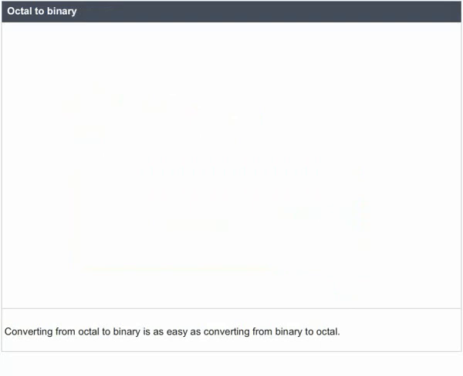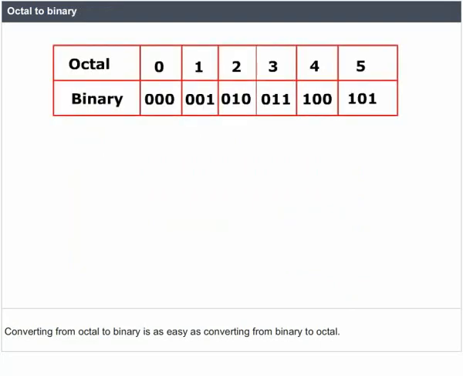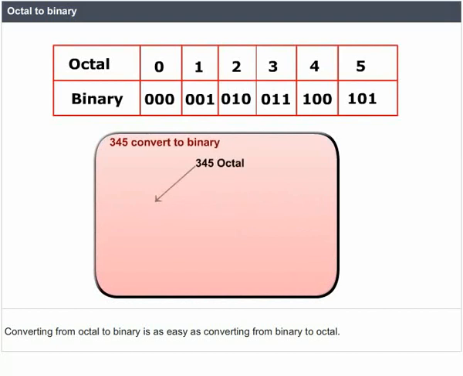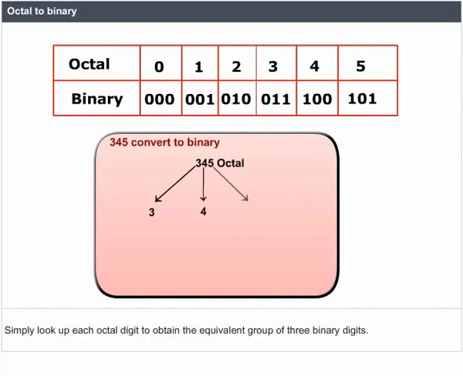Octal to binary. Converting from octal to binary is as easy as converting from binary to octal. Simply look up each octal digit to obtain the equivalent group of 3 binary digits. Octal equal to 3, 4, 5. Binary equals 011, 100, 101, which equals 011100101 binary. 345 equals 011100101.